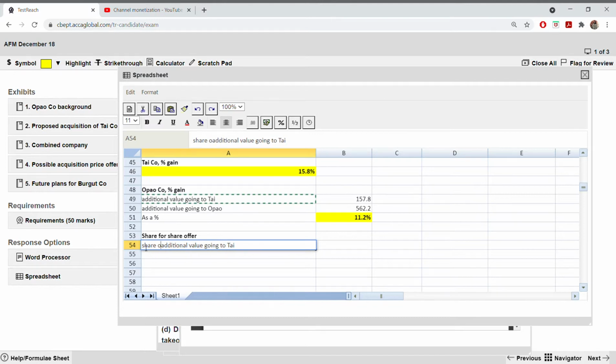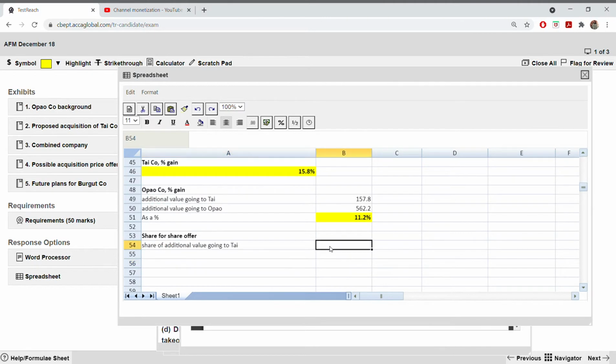Going to the Thai company, what is the additional value going to the Thai company? What was the additional value? 720. So equal to 720, you can click 720 or you can just write it here, multiplied by the percentage for the Thai company. 55.5% should go to them. So either you can write 55.5% like this, or you can write 0.555. Either way the answer is correct.